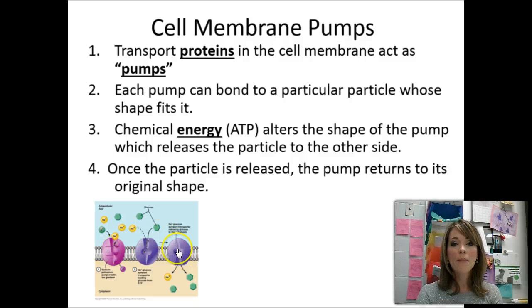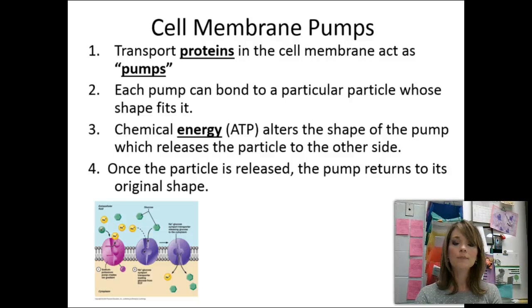And each pump is made to fit a particular particle, a particular molecule. So not just anything can go through that particular pump. It has to be a certain shape. It has to be that particular type of molecule. Once the particle is released, the pump's going to return to its original shape. If it's going to change shape and move material in or out, again, energy is going to have to be used by the cell.